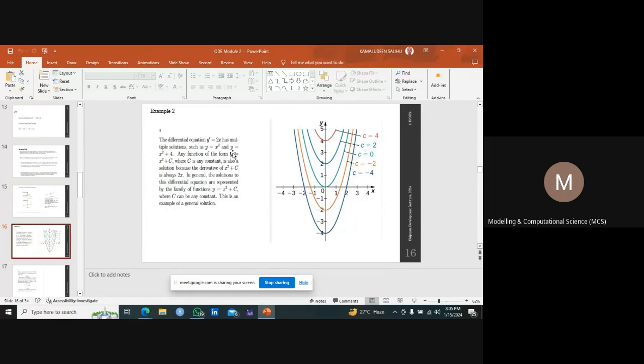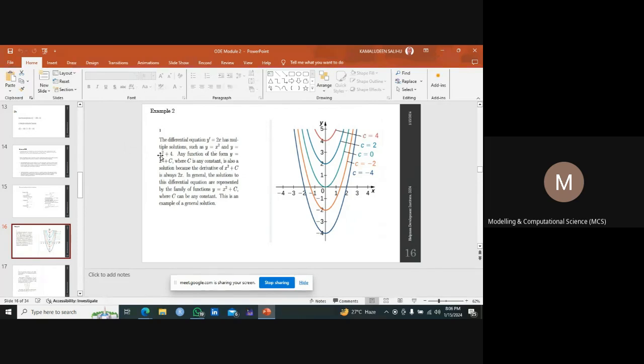Now the differential equation y prime equals 2x has multiple solutions, such as y equals x squared and y equals x squared plus 4. So what this is saying is that y equals x squared, y equals x squared plus 4, and y equals x squared plus c, when you differentiate them, you still have the same thing, because what is attached to them is a constant. Here you don't have any constant, the constant is 0. Here the constant is 4. Here the constant is c. And when you differentiate a constant, it will be 0. So the derivative of y is equal to 2x.